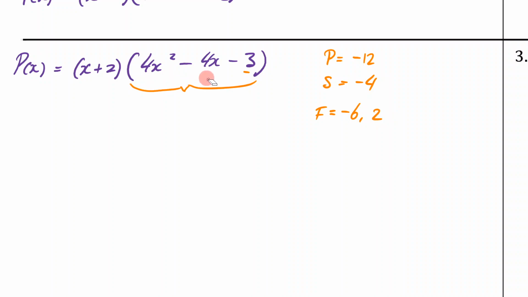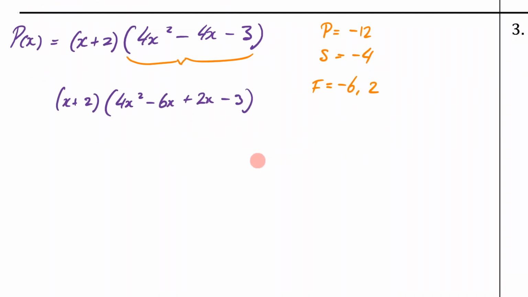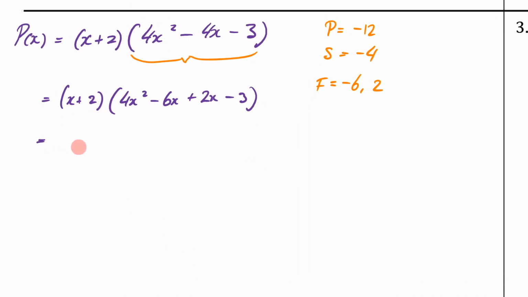So now what we're going to do is I'm going to come here, I'm going to go x plus 2, and I'm going to go 4x squared, and I'm going to write this negative 4x as negative 6x plus 2x. So negative 6x, 2x, then minus 3. Perfect. Then, once you've done that, just remember your x plus 2 is always just hanging out here.